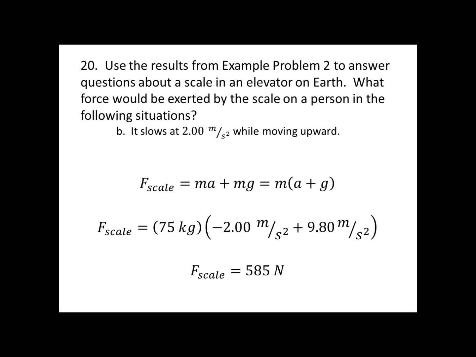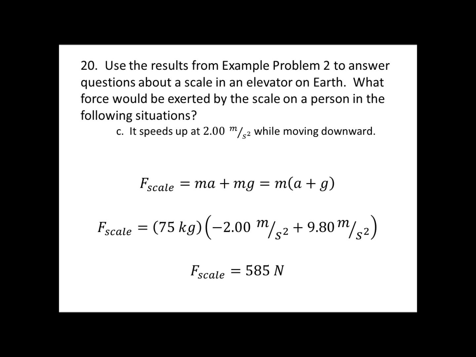Part B, the elevator slows at 2 meters per second squared while moving upward. Now that means that the acceleration is pointed down, so it's going to be a negative acceleration. So the scale actually reads only 585 newtons. You feel lighter at the end of an elevator trip when you're going up and the elevator starts to slow down. You've probably experienced that. And a bathroom scale under your feet would actually show that as well. It would read less than your true weight.